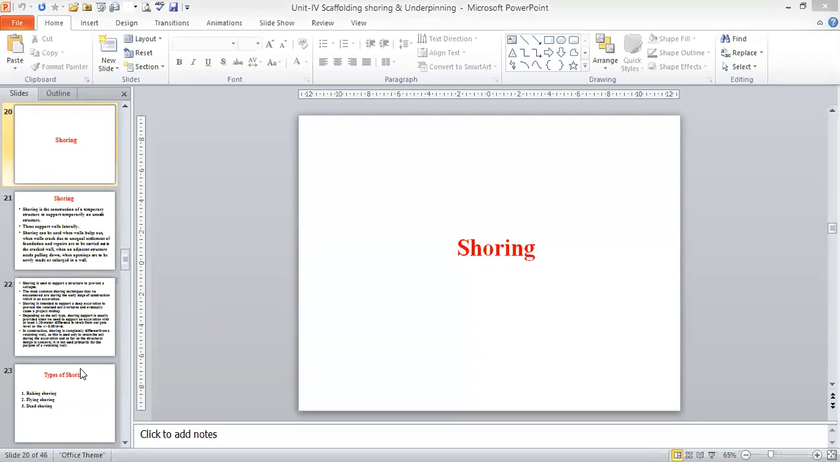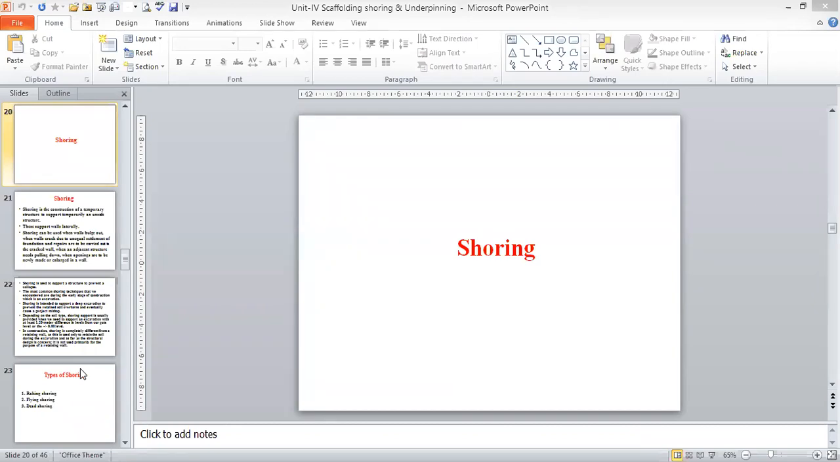Cantilever scaffolding is erected at a high level itself, and there is no need to go for the ground level, so the ground is completely free to access. The free flow of traffic can take place. In busy areas, we refer to the cantilever scaffolding. Then another one is called suspended scaffolding.